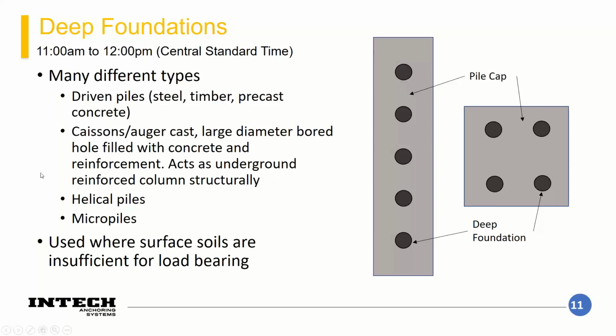And then, the other two types for more lightly to moderately loaded structures are helical piles and micropiles. And again, you really use these types of deep foundations where the surface soils are inadequate for, whether it be load bearing or settlement. That's when you pivot to using some type of deep foundation solution.